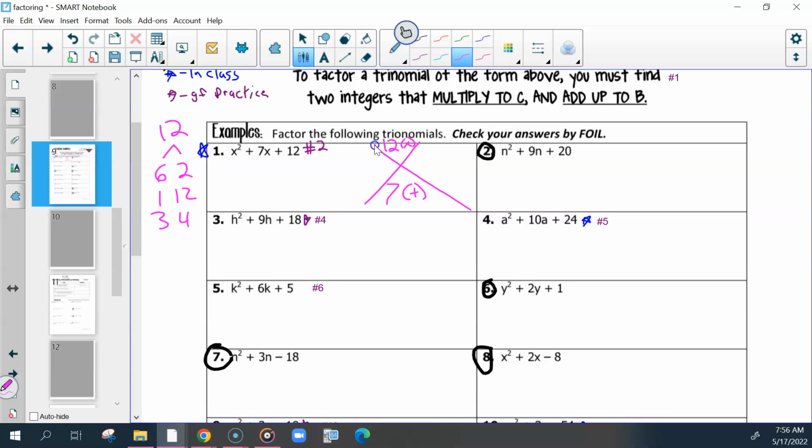And of those factors, if I were to add 2 of them together, which would give me 7? 3 and 4. So that would be a positive 3 and a positive 4. And then I would take those 2 numbers and put them in factor form. Whatever variable is here is the variable you're going to use first. So x plus 3, x plus 4. And those would be your 2 answers.